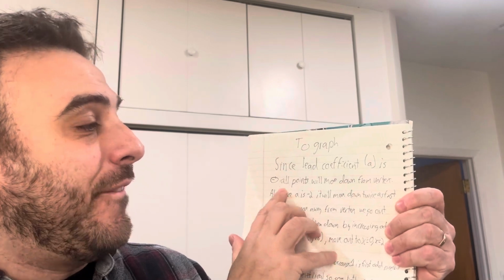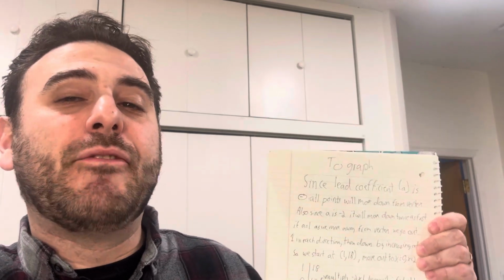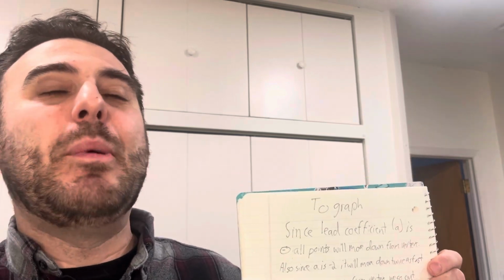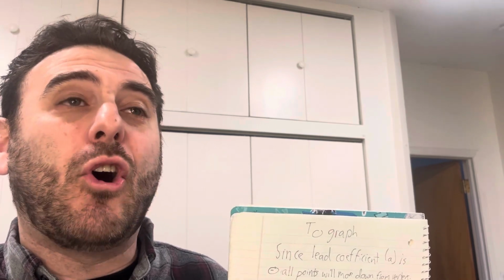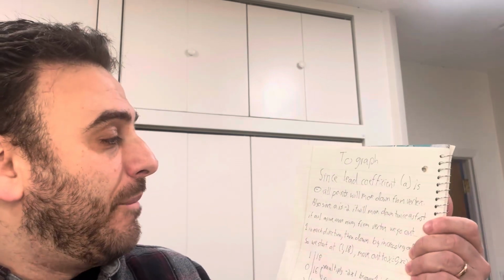Next, we're going to figure out how to graph it. Since the lead coefficient is negative, all the points will move down from the vertex. The vertex will be a maximum of this function. It will be the highest point. If the lead coefficient, the a term, is positive, then the vertex would be the minimum point and all the points would grow from there.